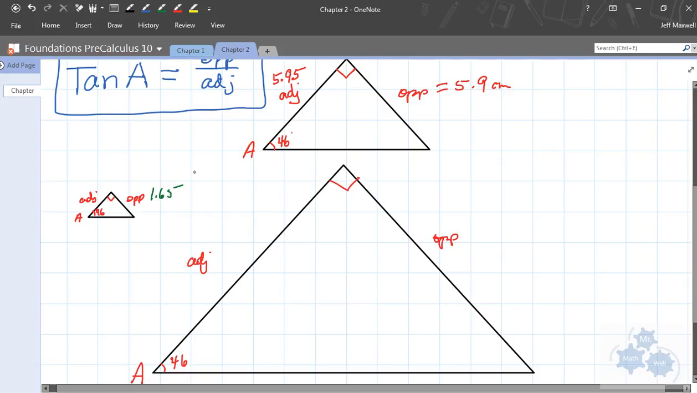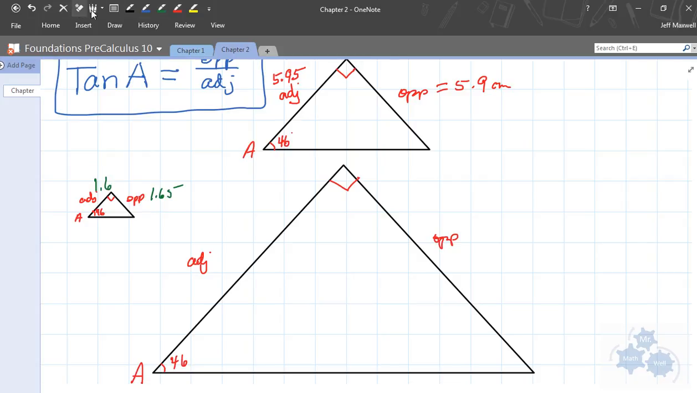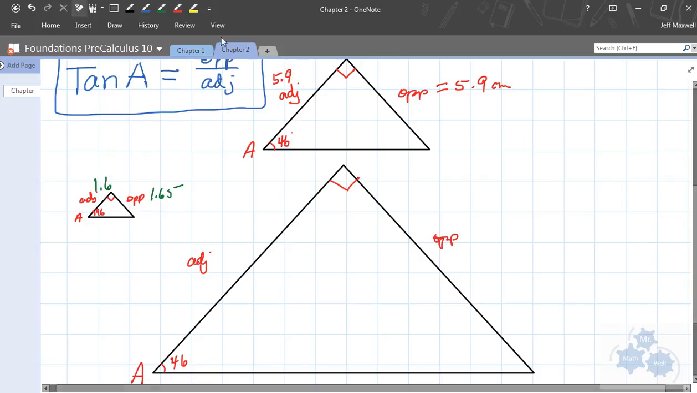is going to be 1.6. And actually, I think I got this mixed up when I measured this. This is going to be 595 over here. Okay, make this 0, and this one 595, please.